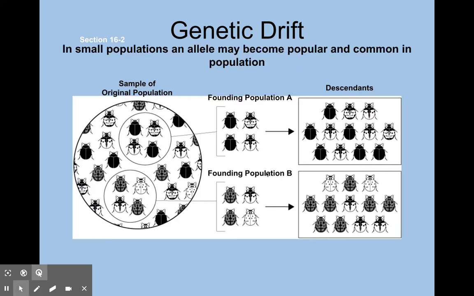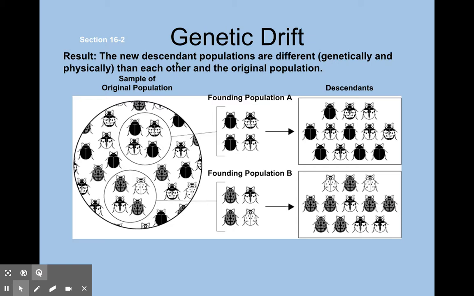So in small populations, an allele may become more popular and more common within a population. So just based upon who founded that area, they will more than likely have those physical characteristics. So the results of this entire idea of genetic drift is that the new descendant populations are different than each other and the original population. So as you can see here over on left, they are a mixed group. But since they have been moved, they go to a different area, the descendants will now look completely different than what is over here on our left. They will not be as mixed. They'll have more characteristics based upon that founding population.